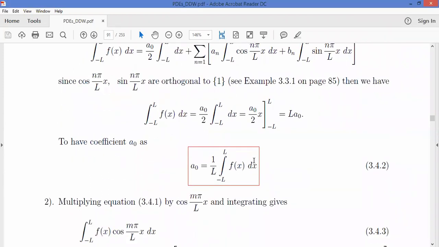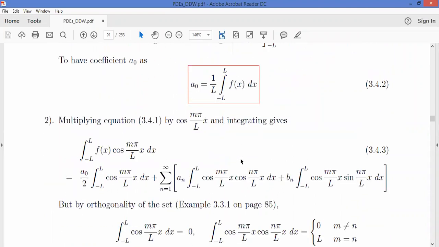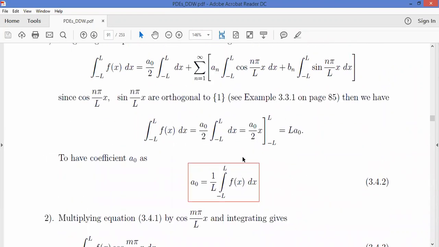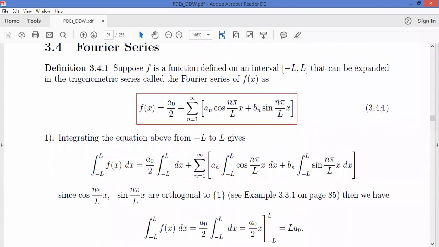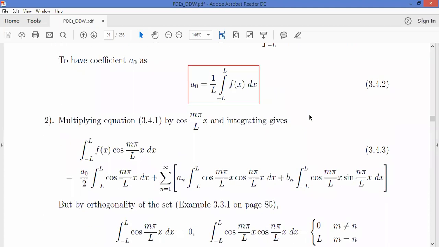We have now got the expression for a naught, that is the first Fourier coefficient. Then for the other coefficients, that is a_n and b_n, we get equation 3.41. What we are going to do here is multiply the entire 3.41 by cos(m pi x over L). Once we do that, we will have a cos, and then a cos and sine.